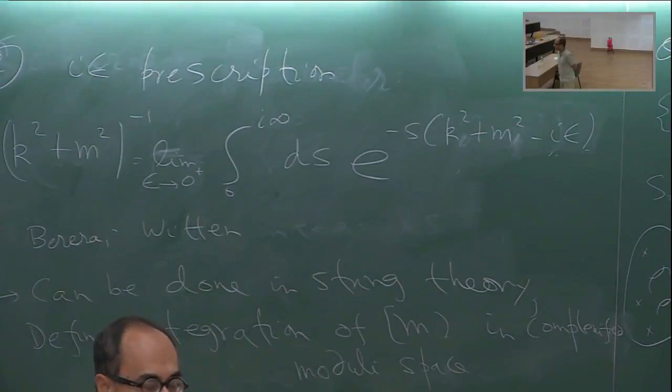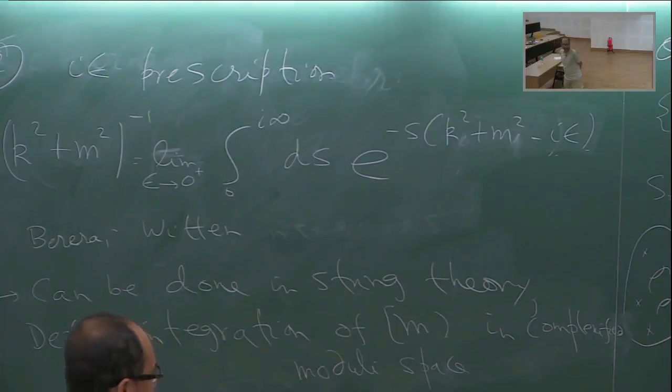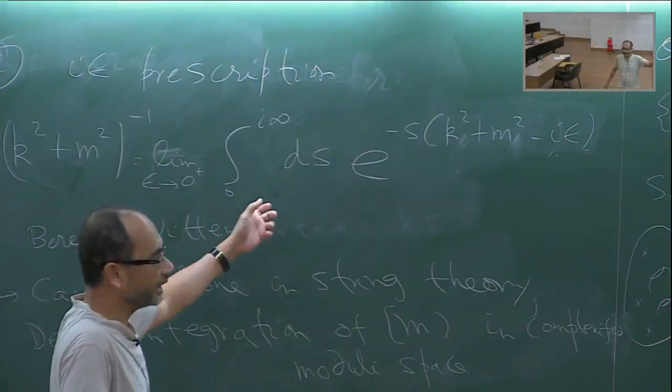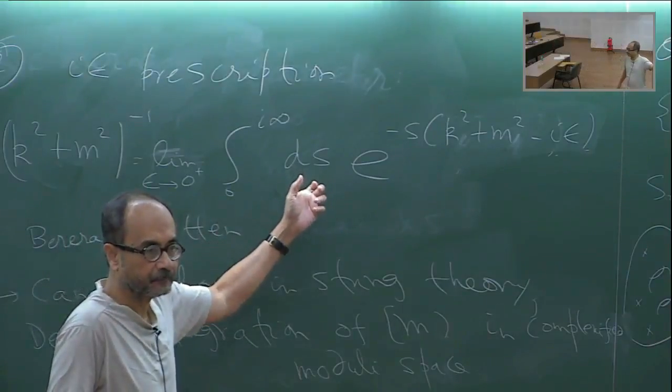No, that's not what he said actually. That was Docker and Fong, they use imaginary Mandelstam variable and continued. Berera actually described the procedure for real Mandelstam variables. That basically you need this continuation in the moduli space.